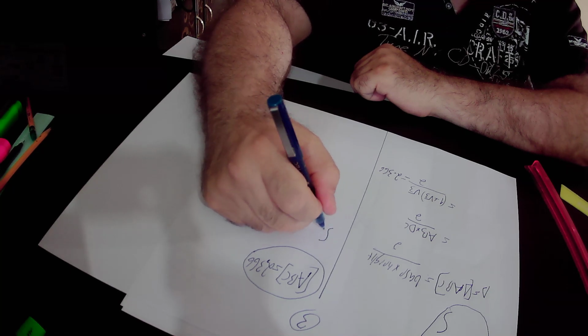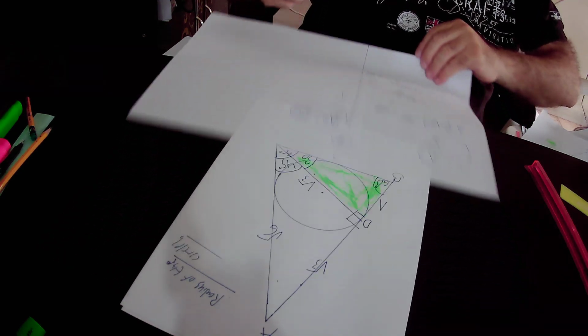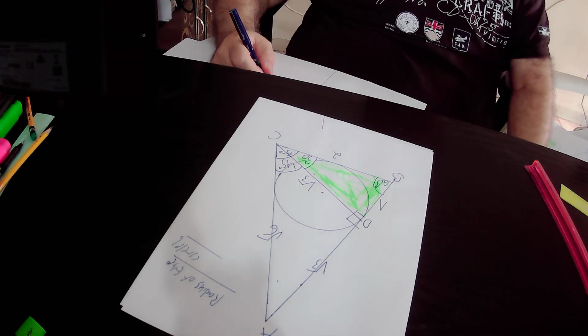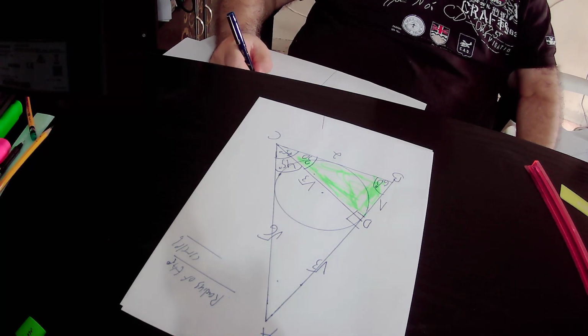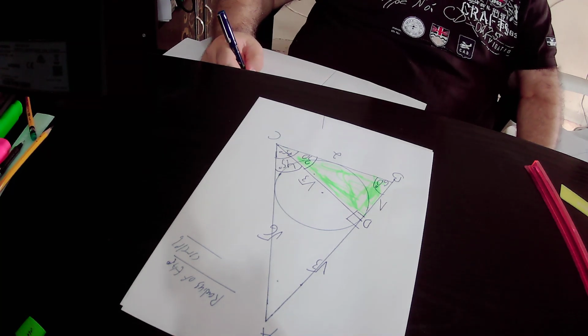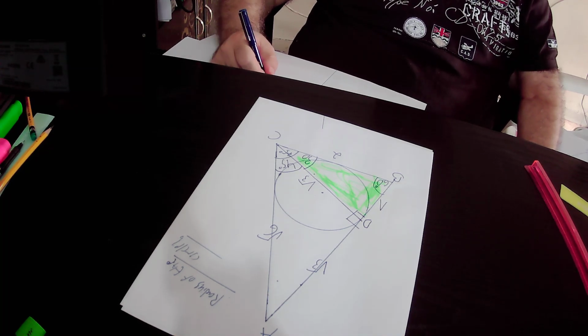In the next step, we'll find out the semi-perimeter of triangle ABC. The semi-perimeter of triangle ABC equals the perimeter over 2. That is to say, it will be equal to AB plus AC plus BC over 2.